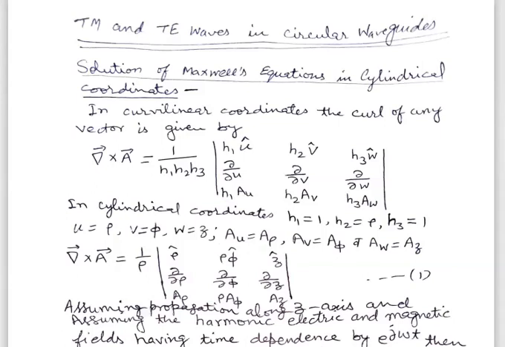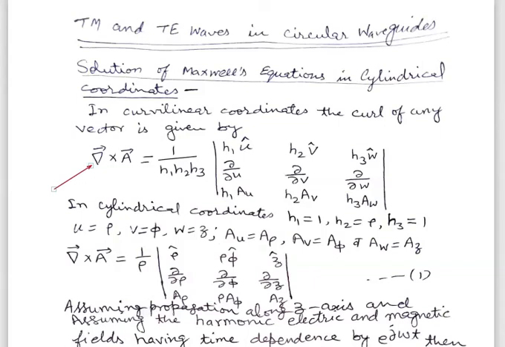Now, in curvilinear coordinates, the curl of any vector is given by the equation del cross A equal to 1 upon h1 h2 h3, and in determinant, in first row h1 u cap, h2 v cap, h3 w cap, in second row del over del u, del over del v, del over del w, and in the third row h1 Au, h2 Av, and h3 Aw, where h1, h2, h3 are scale factors in curvilinear coordinates.